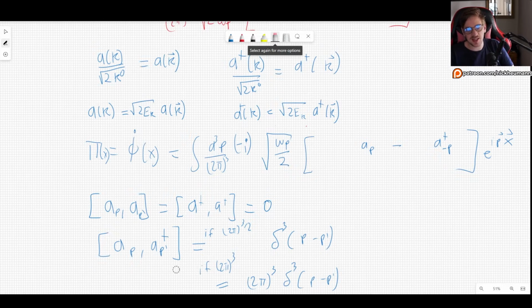It's literally the same, but now we have to consider that P is in 3 dimensions, right? You need it to be the same in every dimension. Okay, so that was just a quick comment.